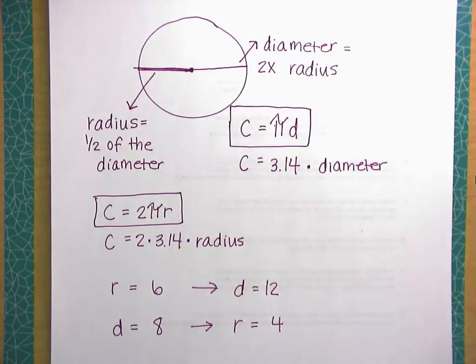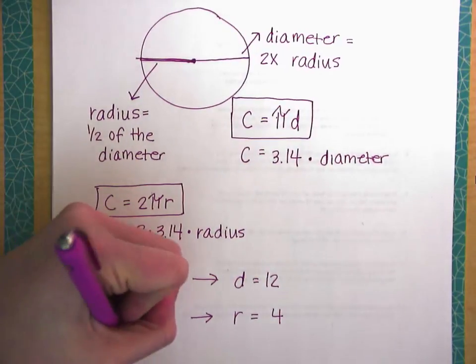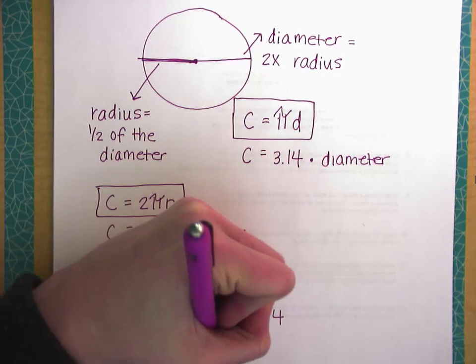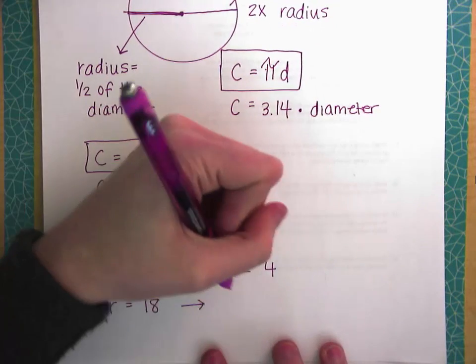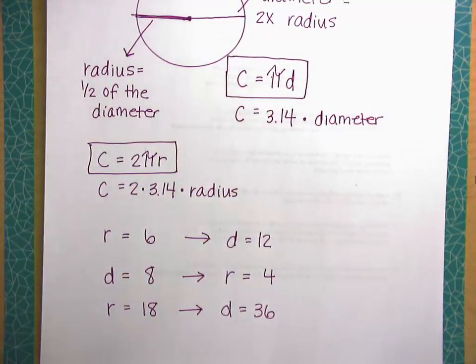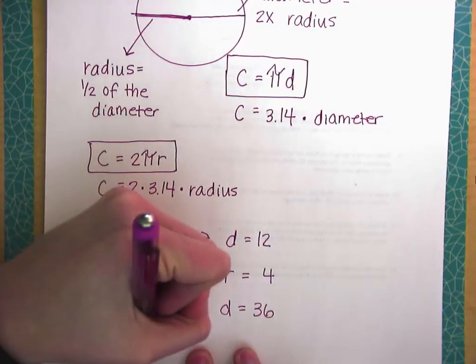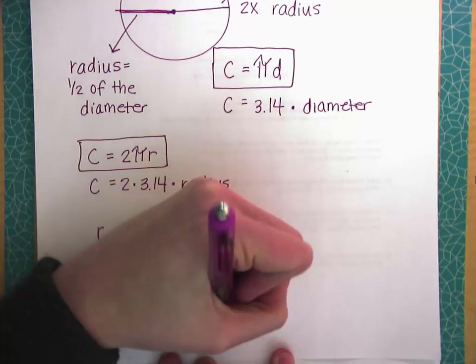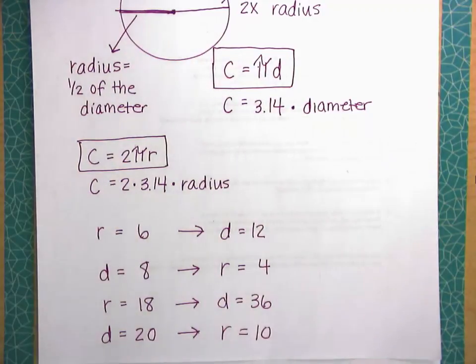Okay? What if the radius equals 18? 36. How'd you get that? Multiply by 2. Yep. What if the diameter equals 20? What will the radius be? Yep. All right. You think you got that? I hope so. That's pretty easy. So on your test, it might give you a picture of a circle, and it might label the radius or label the diameter, but depending on which one you're given, you should be able to figure out the other one, right?